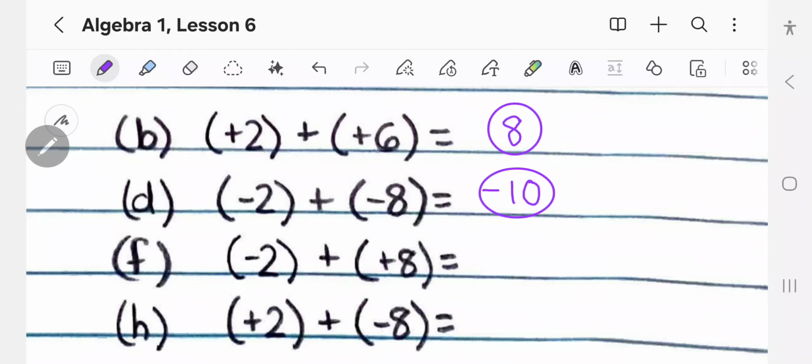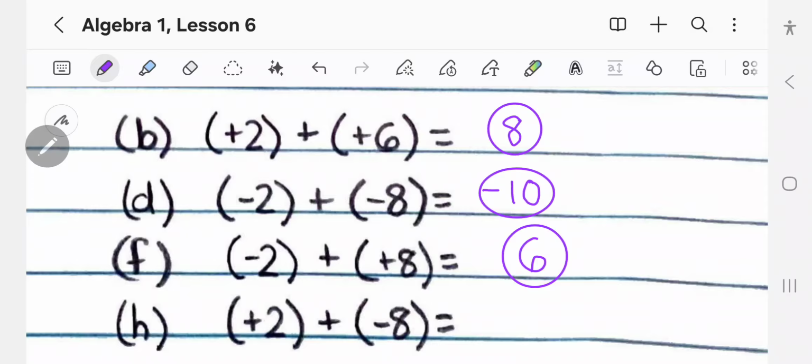F, different signs. So I'm going to the left 2 and then right 8. This is where I subtract them. 8 minus 2 would be 6. And keep the sign of the one that has the largest absolute value, which is 8. It's positive, so the answer is positive.